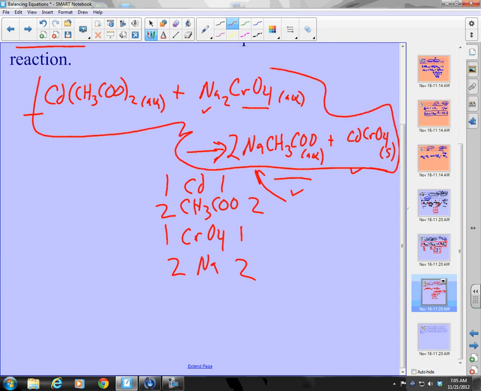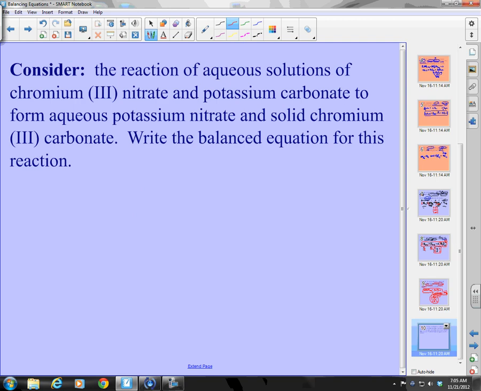Wow, just because it has a bunch of stuff doesn't mean it's hard. But I do like making this little table, and it is nice when you can erase. Here we go, the last one. You guys do this. Bring me back when you're ready.